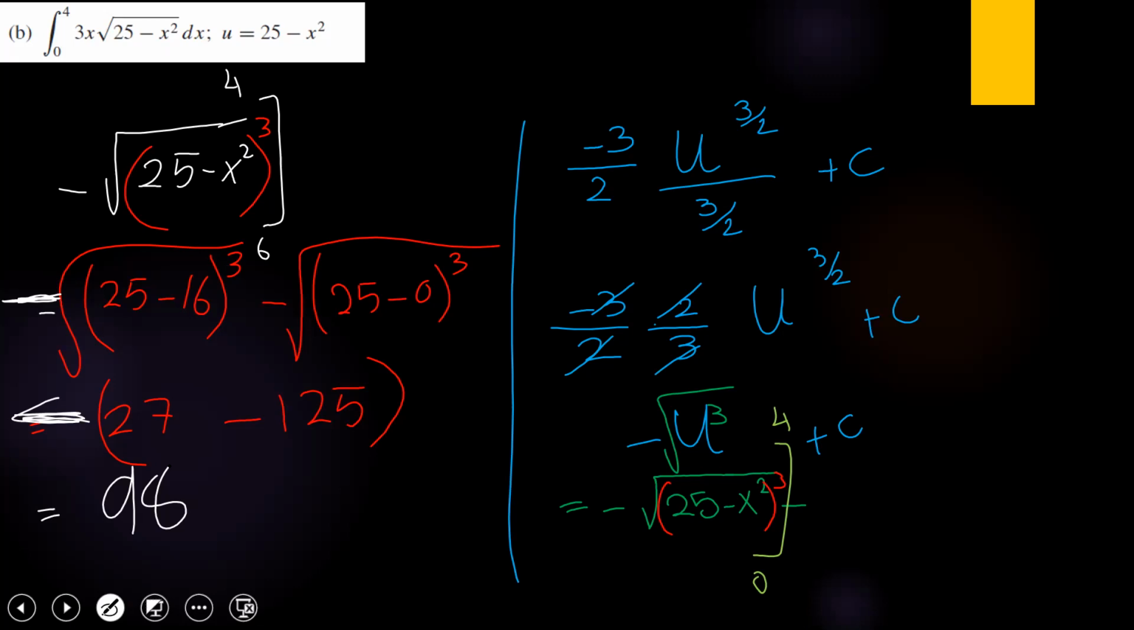Minus times minus is positive, 98. Now, is it clear? Yes, teacher. Let's now solve this one here.